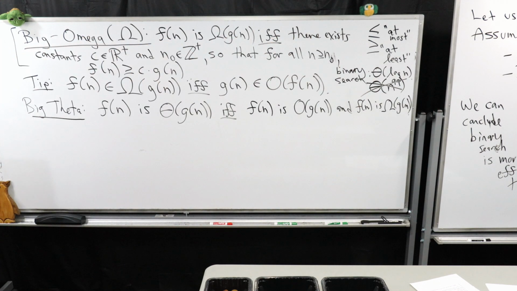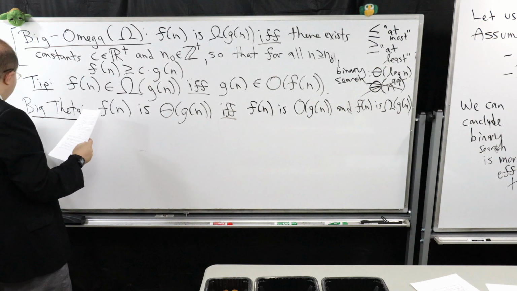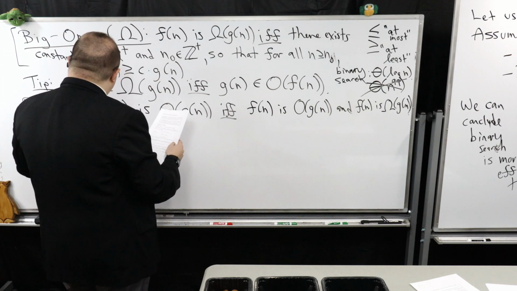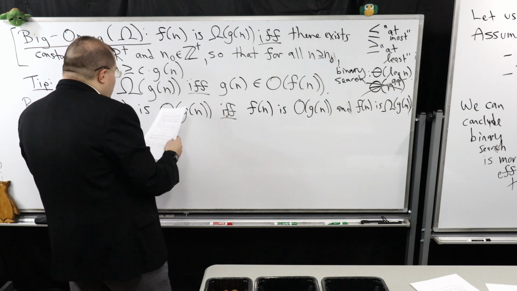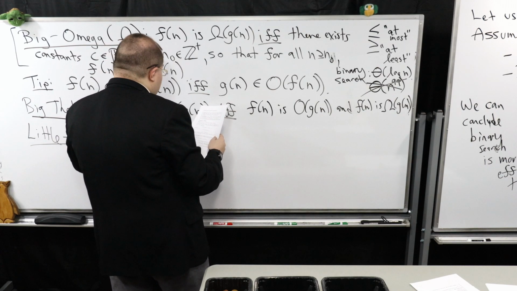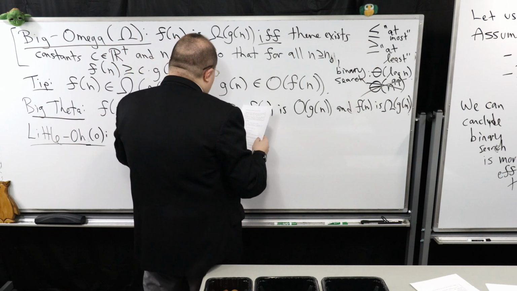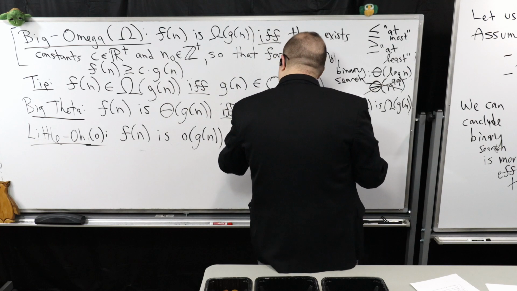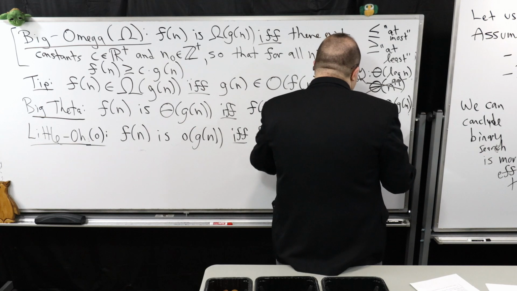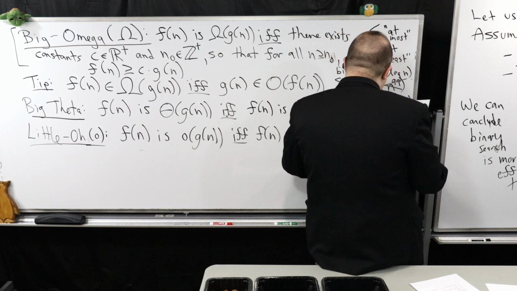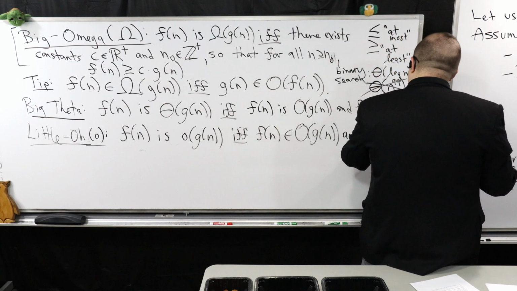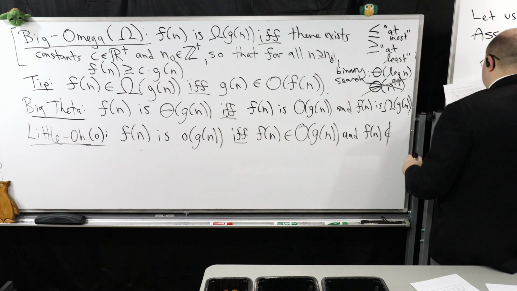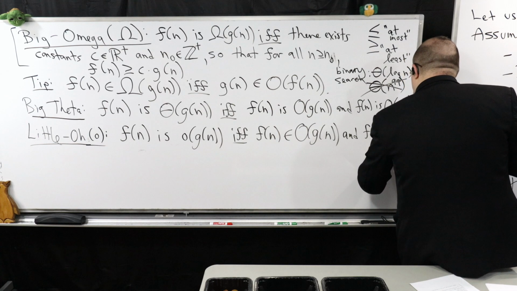So I want to give you two other definitions. These ones, we're going to run into them, but not very often. One is called little o. So I'm going to say f is little o of g if and only if f is big O of g and f is not in Big-Theta of g. I'm going to put a cross through the set theoretic symbol to say not in.